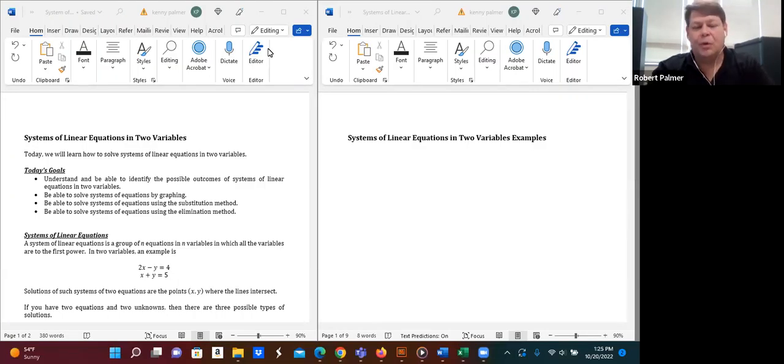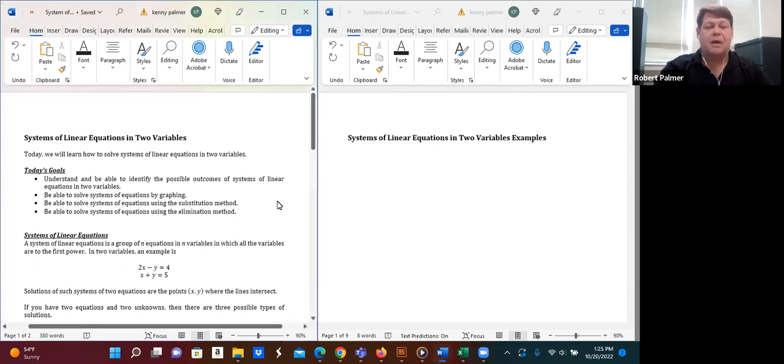Hello, everyone. Welcome back. Today, we want to talk about systems of linear equations in two variables. Our goals will be to understand first what they are and also the possible outcomes of systems of linear equations in two variables. And then we'll think about three ways of solving these: one, solving by graphing, solving by what's called the substitution method, and finally solving by the elimination method.